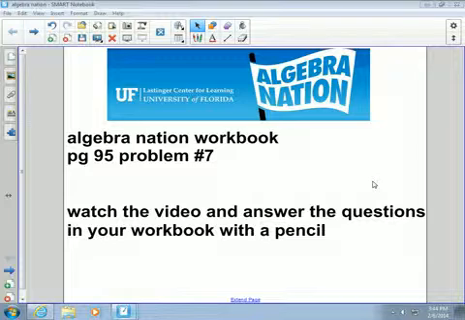Get it? 7 times 7 is 49, so the square root of 49 is 7. Two numbers that are the same that you can multiply together. Don't worry, we'll get it down before the EOC.